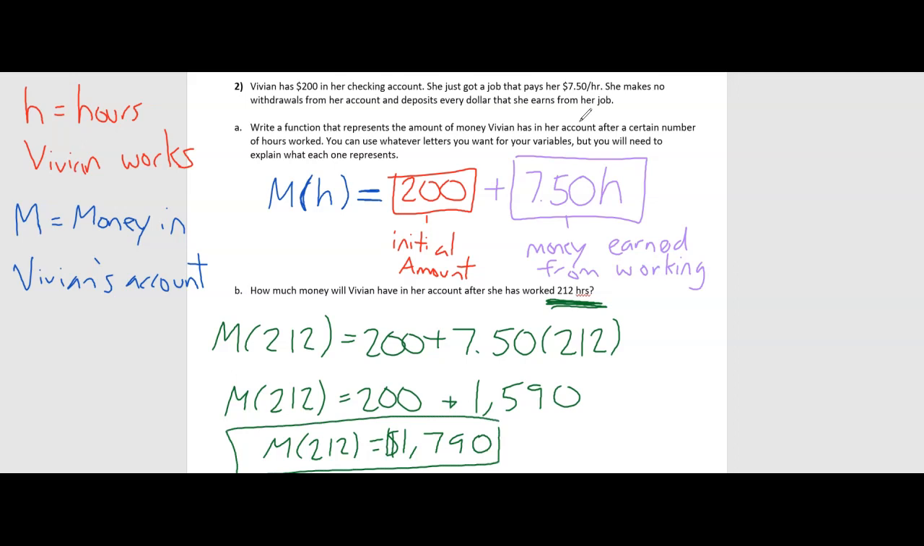Pause the video for 15 to 20 seconds and see if you could either come up with a sentence in your head or write down a sentence that describes what we just boxed in green, because we want to be able to describe our final answer in words as well as symbols. Okay, so how we would read that would be the amount of money in Vivian's account after she's worked for 212 hours is $1,790. Or you could say Vivian has $1,790 in her account after working for 212 hours.